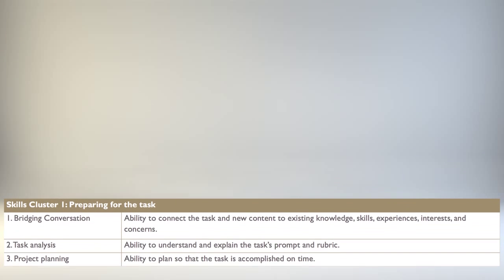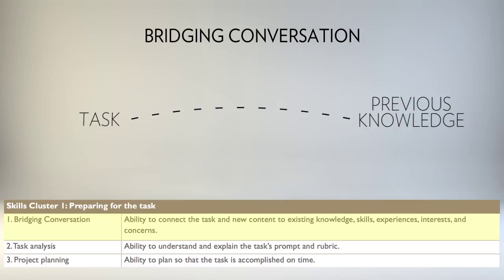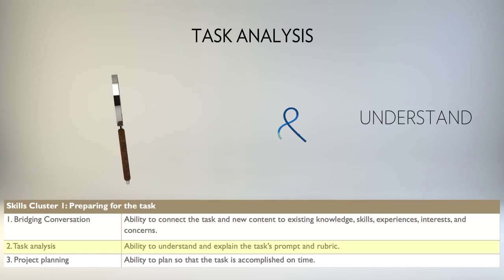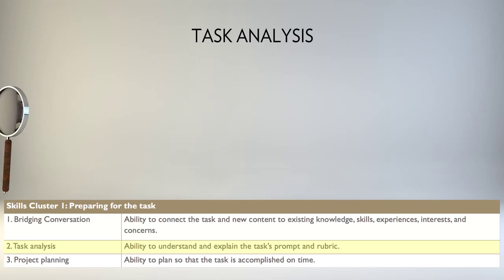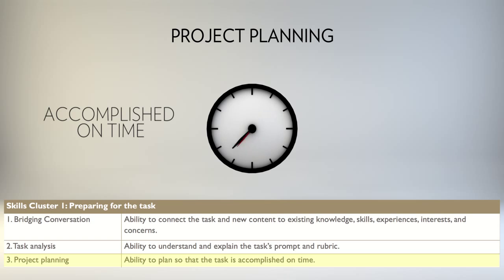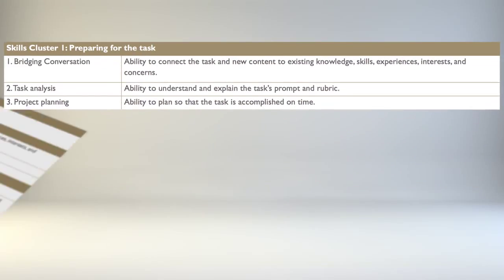Students need to be able to connect the task to what they already know. I'm going to call that a bridging conversation. You can label it however you'd like. The next set of skills my students need center on the ability to understand the assignment and what it will require to do the assignment. Together, these skills make up our first skills cluster, called Preparing for the Task.